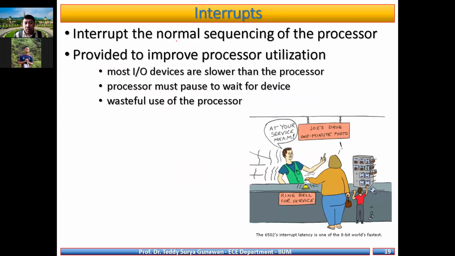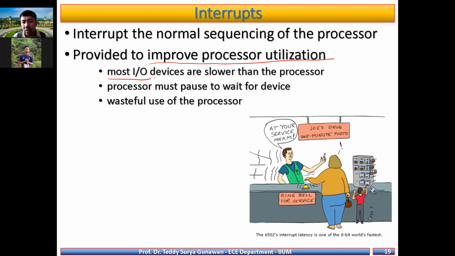Okay, number 3 is the interrupt. Why are we using interrupts? The idea here is we want to improve processor utilization. Why is that? Because, as I mentioned earlier, the I/O is slow.